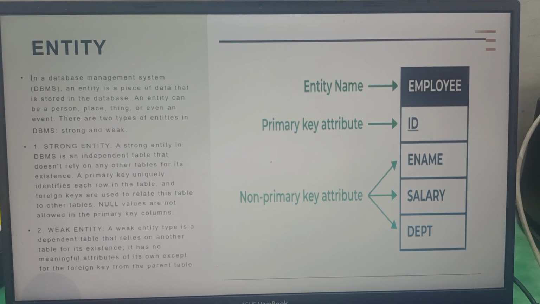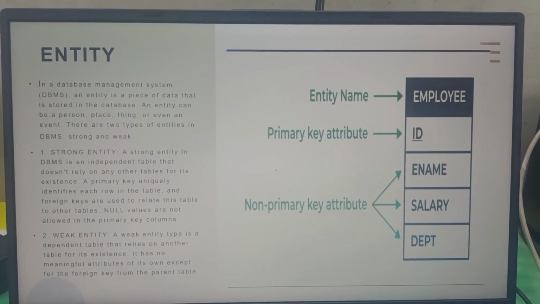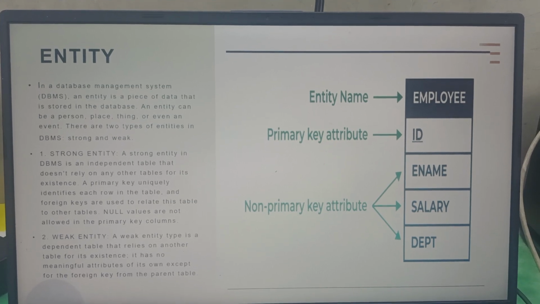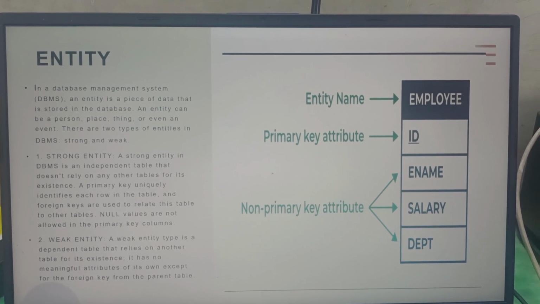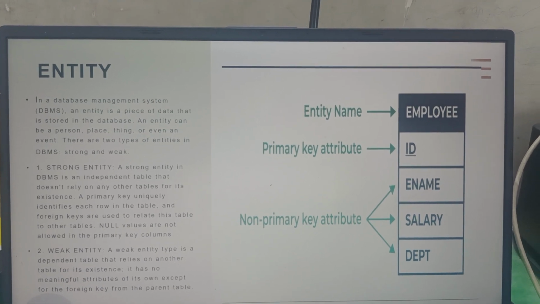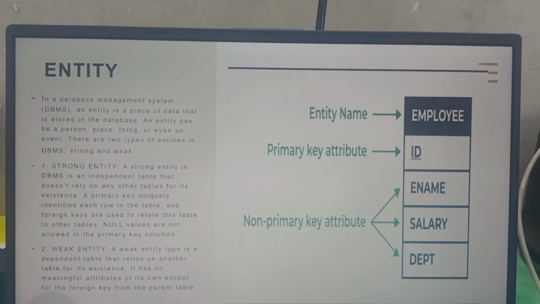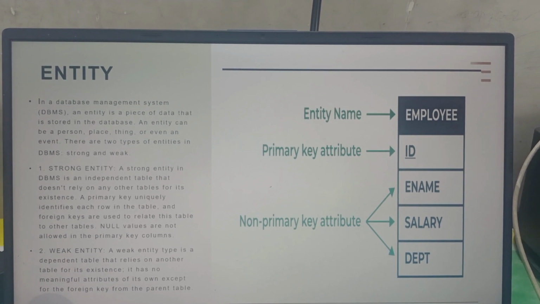The strong entity. A strong entity is an independent table that does not rely on any other tables for its existence. A primary key uniquely identifies each row in the table, and foreign keys are used to relate this table to other tables. Null values are not allowed in the primary key columns.